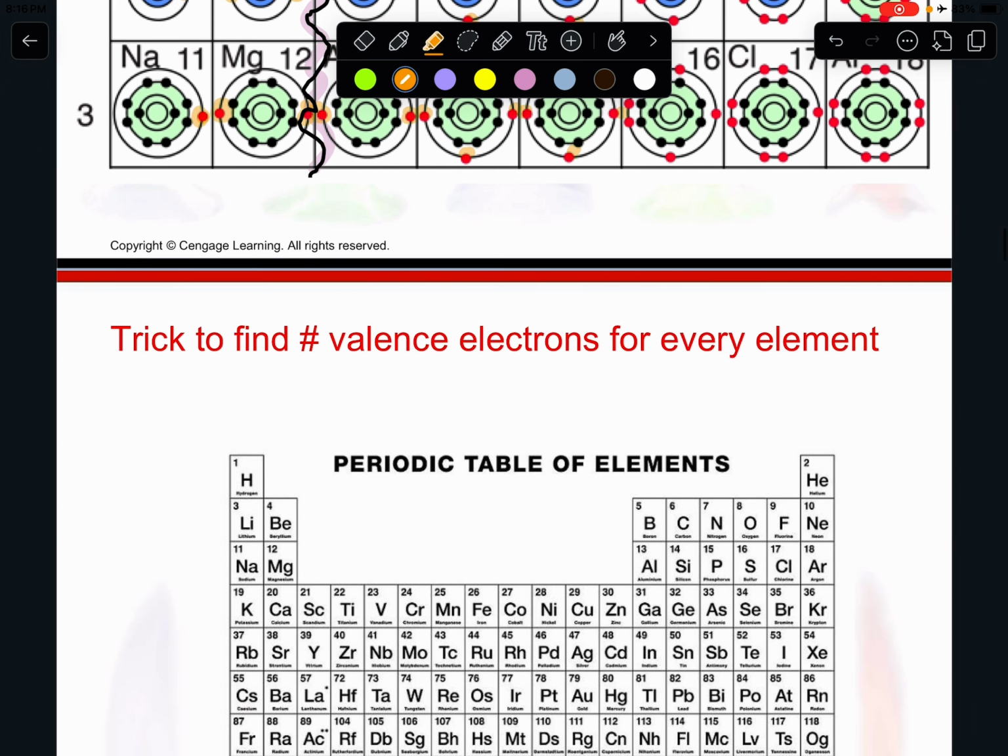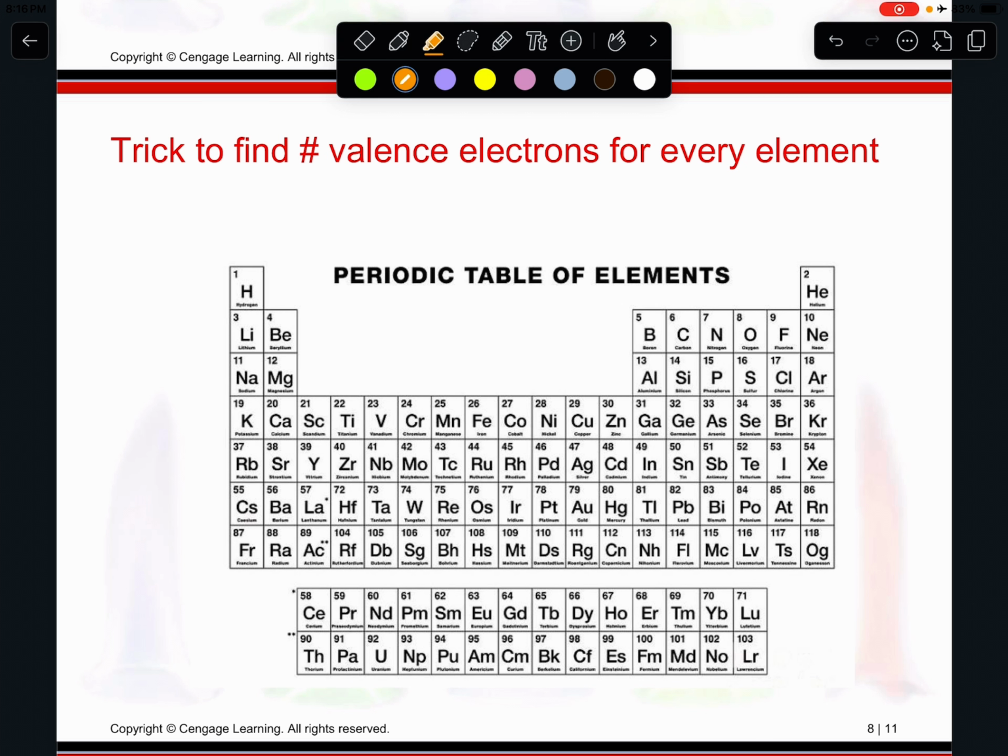So let's actually add that to a periodic table and try a practice example of this. The trick is utilizing the group number. Everything in the first group has 1 valence electron. Everything in group 2 has 2 valence electrons. Again, we're going to talk about this middle section at a later date. Right now we're just going to focus on 1 and 2, and 13 through 18.